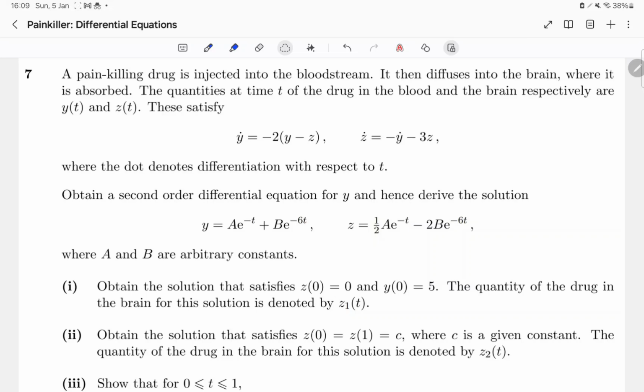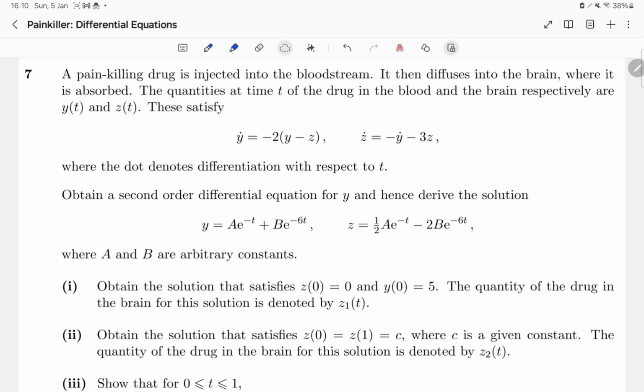So, let's get started. A painkilling drug is injected into the bloodstream. It then diffuses into the brain where it is absorbed. The quantities at time t of the drug in the body and the brain respectively are y(t) and z(t). These satisfy y dot equals negative 2y minus z, and z dot equals negative y dot minus 3z, where the dot denotes differentiation with respect to t.